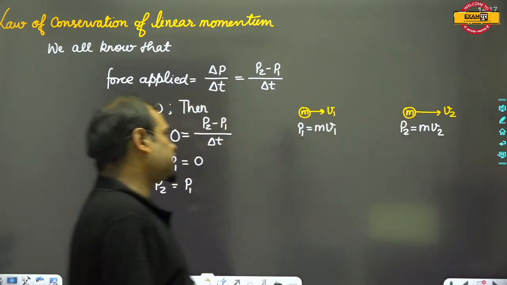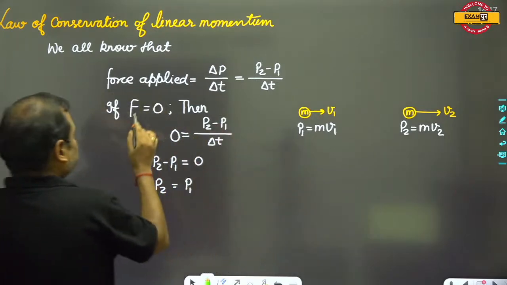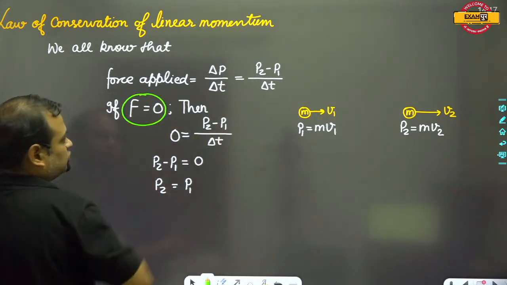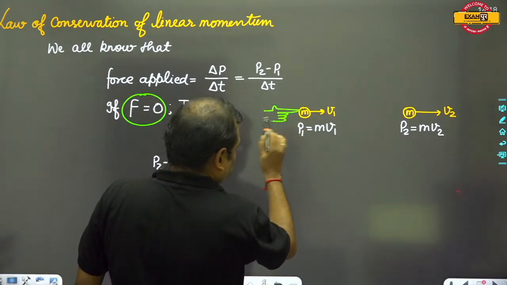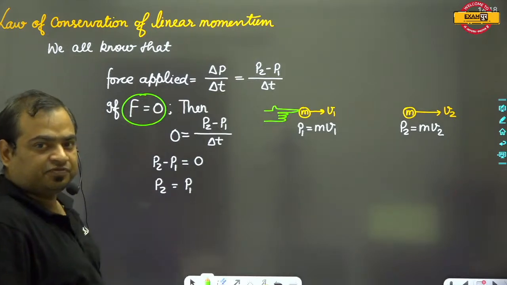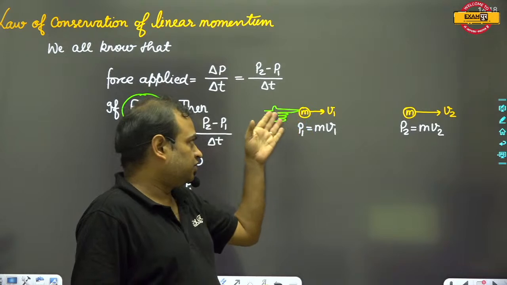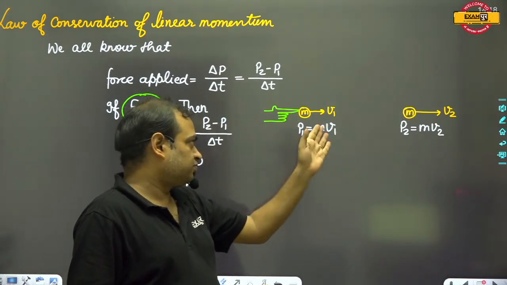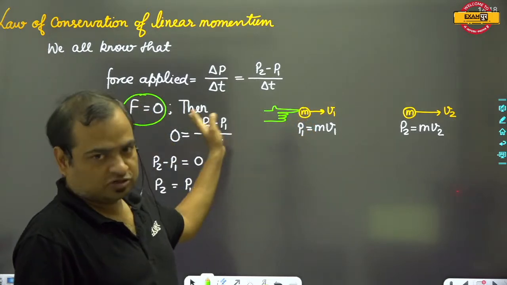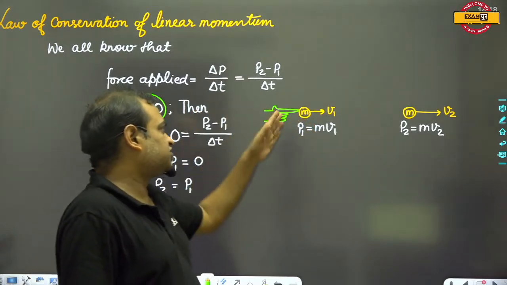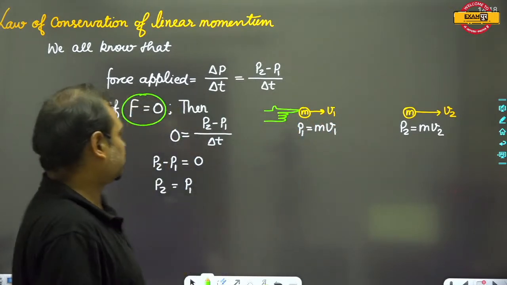Okay, and suppose that we are talking about here, if the external force applied is equal to 0. Suppose that we do not apply any force on this body, neither in the direction of motion, nor opposite to the direction of motion. So there is no external force in the direction of motion or opposite to it.